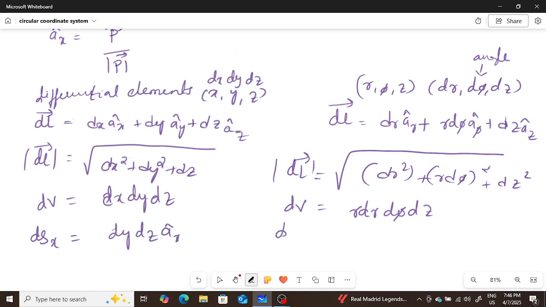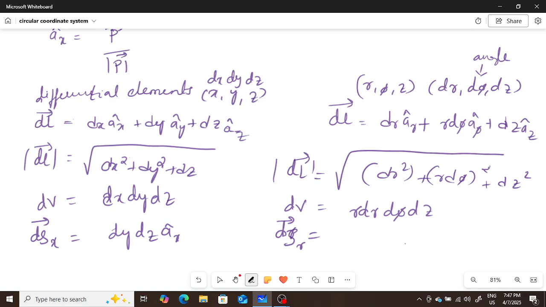Similarly, try to write this for dsr. Can anyone tell me? Sorry, differential surface area is a vector quantity, differential volume is a scalar quantity. Volume is a scalar quantity, surface area is a vector quantity. So dsr, differential surface area normal to r direction.